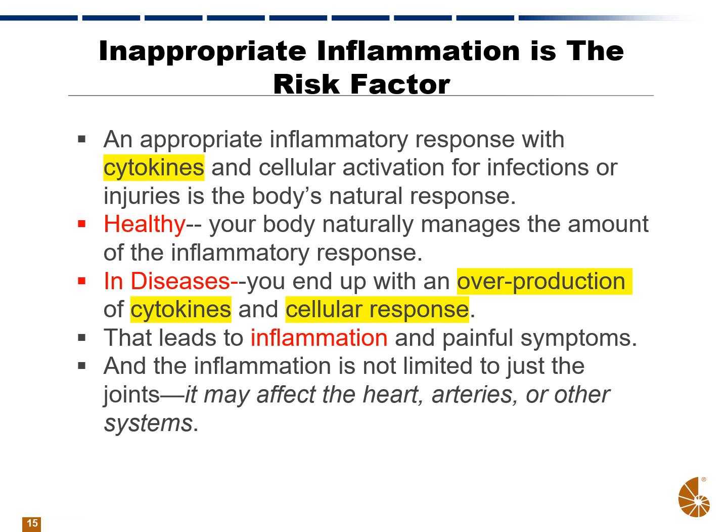But in disease, what happens is you end up with an overproduction of cytokines and an overproduction of a cellular response, which leads to continued inflammation and painful symptoms. And that's what happens in rheumatoid arthritis. And the inflammation is not just limited to the joints, but may affect the heart, arteries, or other systems.